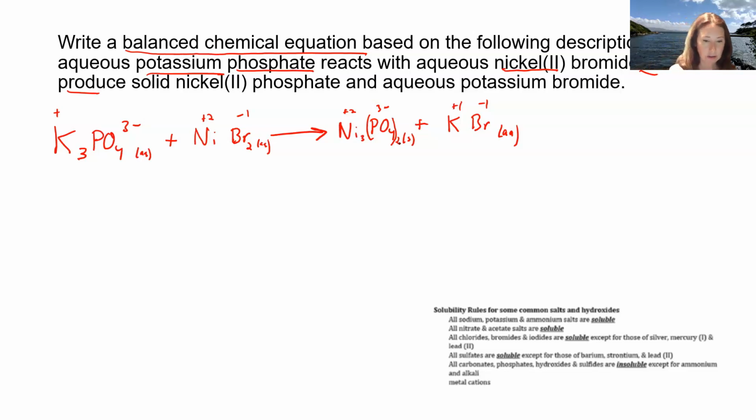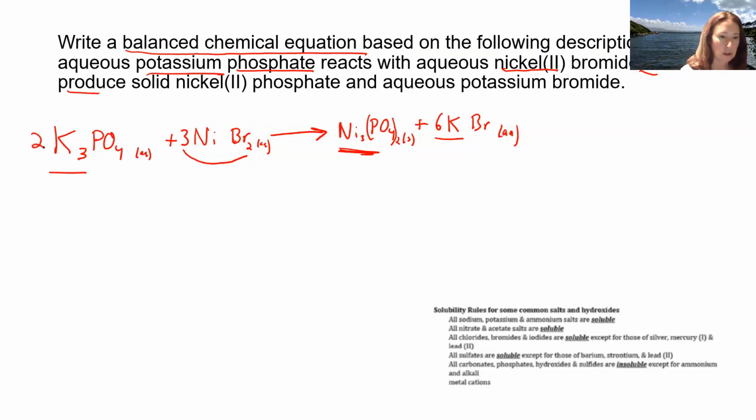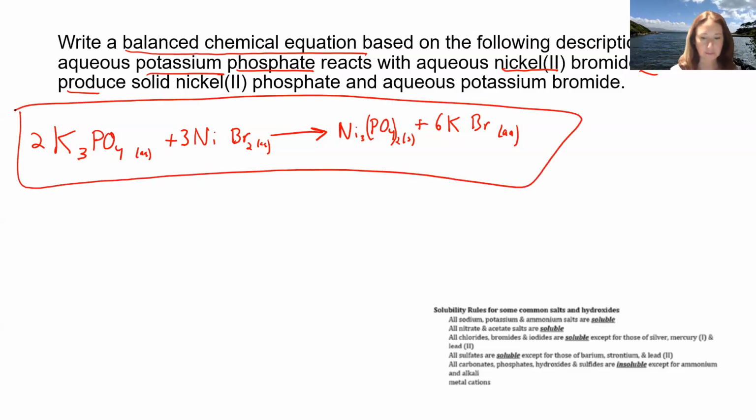Now I gotta balance the reaction, right? So if we balance this, 3 nickels. I'm just gonna erase these. 3 nickels, 3 nickels. Well, that just messed up my bromides. There's 6 of those, so I'm gonna put 6 of those. I don't have 6 Ks, I only have 3 Ks, so I'm gonna put 2 here. And then I think that just worked. Yep, there we go. That's our balanced molecular equation here.